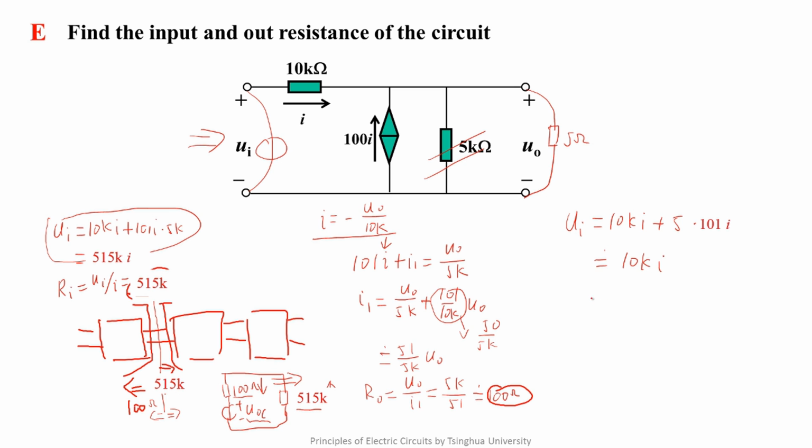Ri is equal to Ui over I, which is equal to 10K, much smaller than 515K. But in the cascade connection, the load is 5 ohms. Seeing from here to the right, the input resistance is 10K. Seeing from here to the left, the output resistance is 100 ohms. Although 515K changes to 10K, it is still very large comparing to 100. It proves our previous discussion.